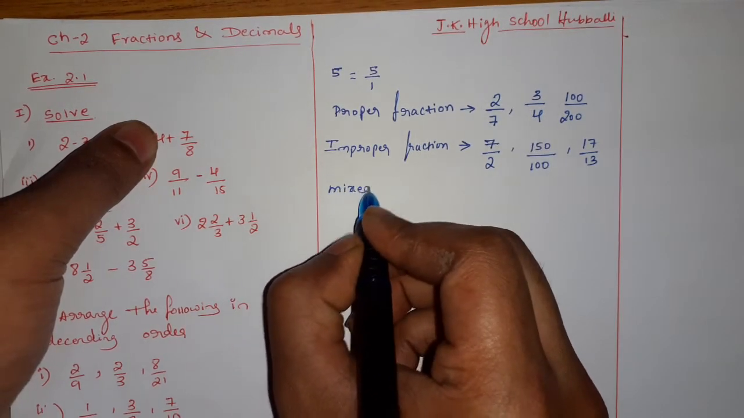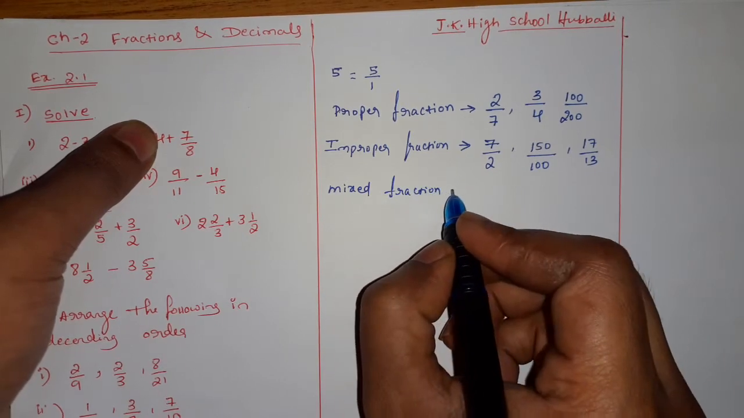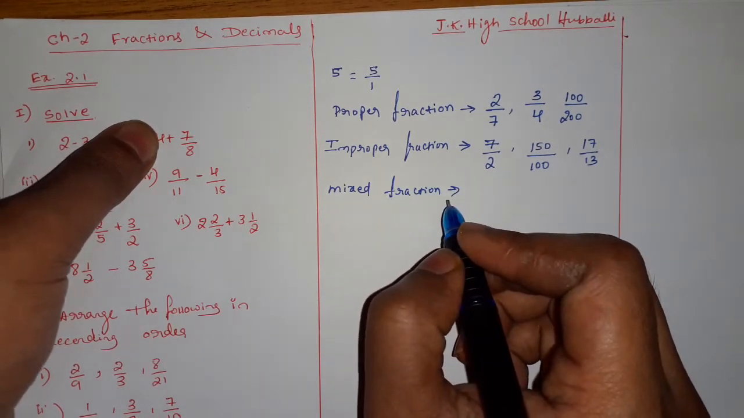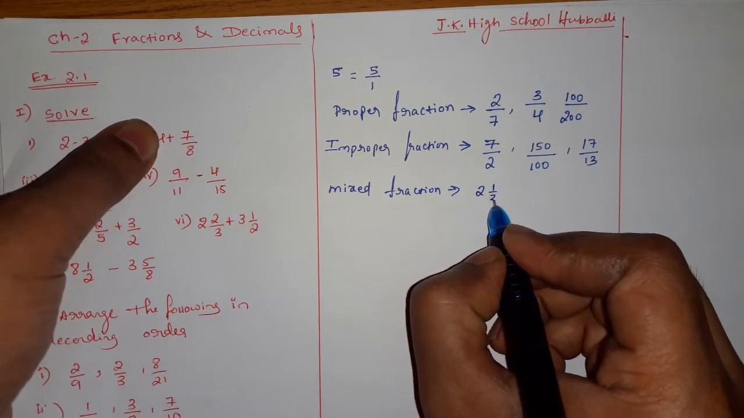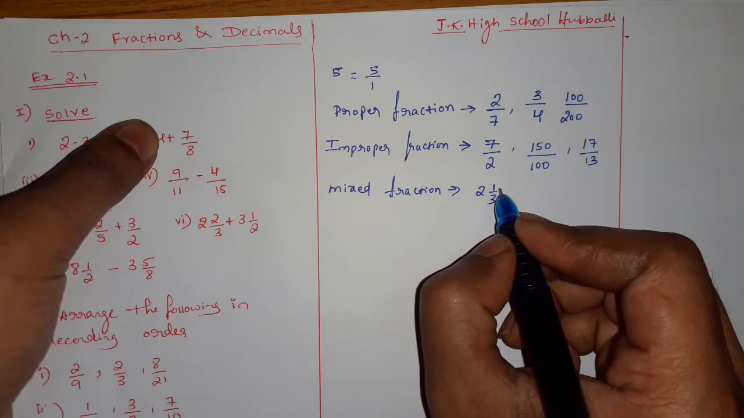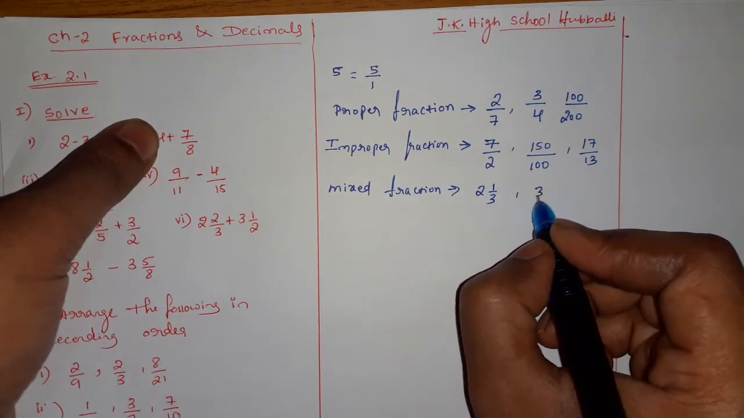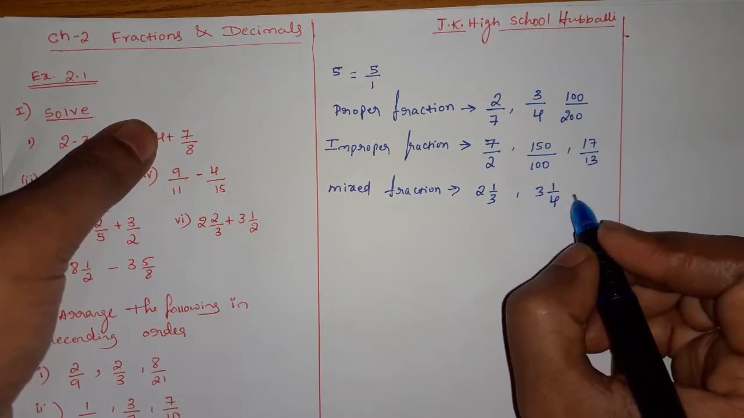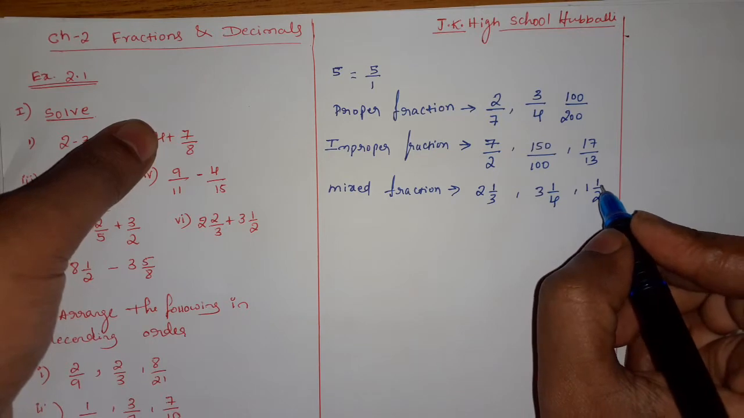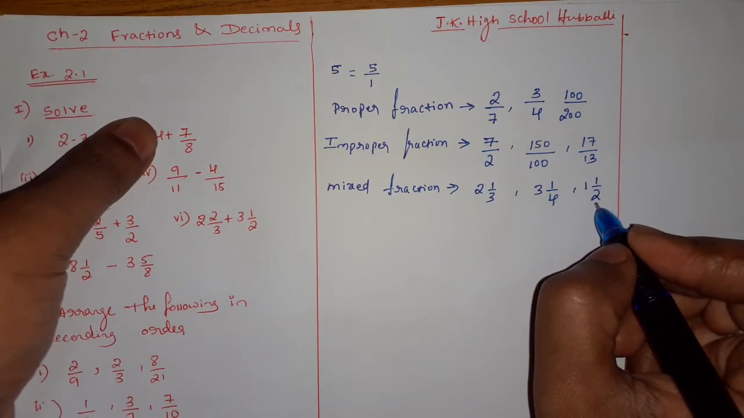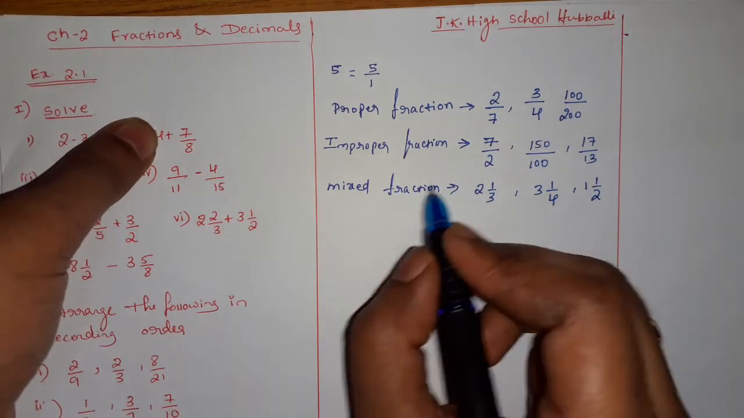What do you mean by mixed fraction? Mixed fractions are the fractions with a whole number and a fraction. For example, 2 1 by 3. 2 is a whole number, this is the numerator and this is the denominator. Okay. 3 1 by 4. 1 1 by 2. 1 and a half. We write 1 and a half as 1 1 by 2. Okay, these types of fractions come under the category of mixed fraction.